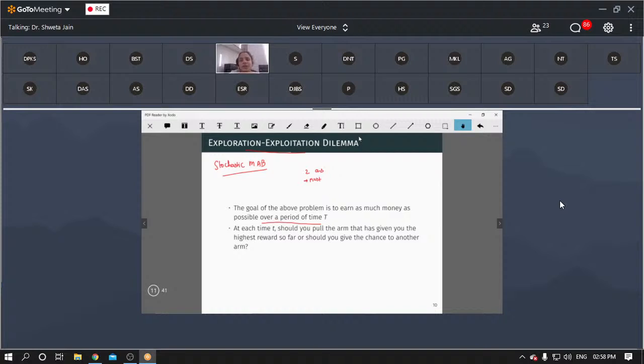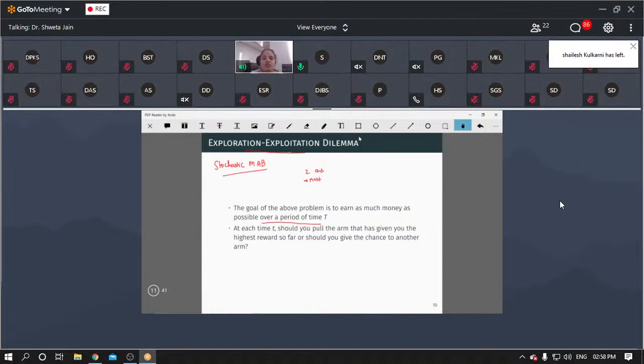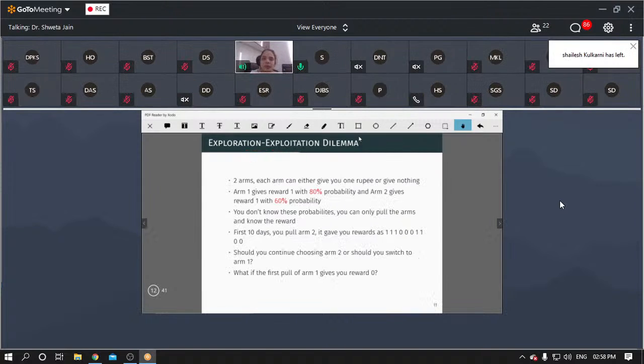At least it is giving me some reward. Maybe the second arm will not give me any reward, right? So this is what the exploration exploitation dilemma is. Should I continue with the arm that has given me good reward, or shall I explore? If I had to explore, since the rewards are randomized, how much to explore? So that's the problem. As I told you, this is one particular, very, very simple example.